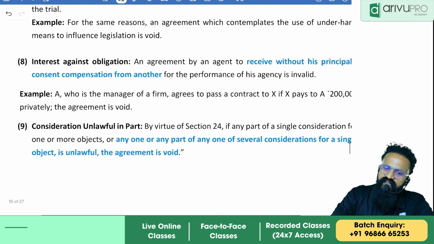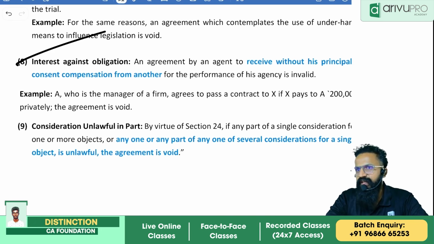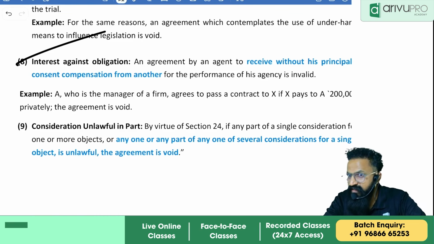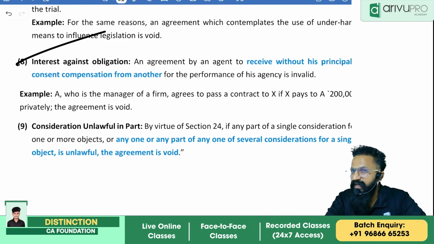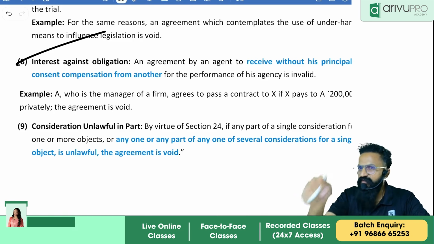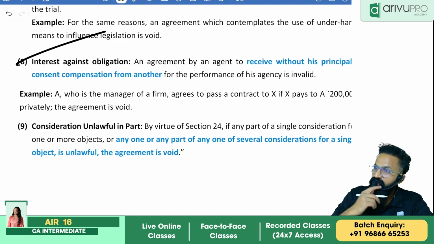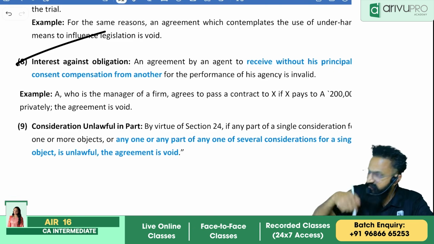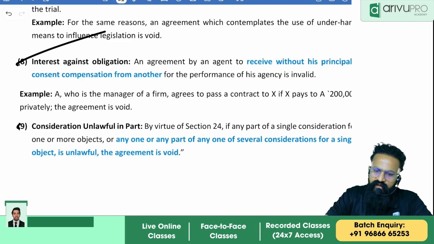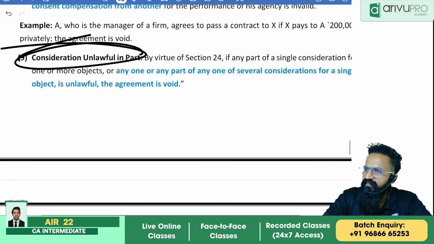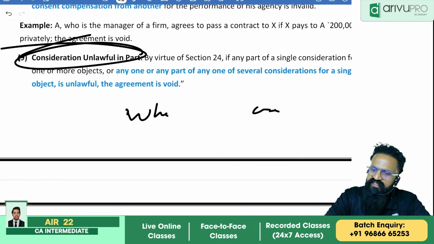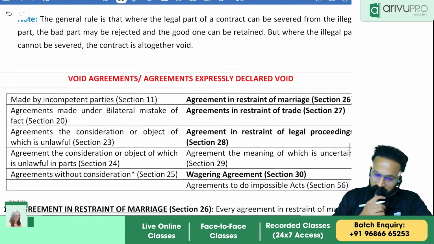Yes, interest against obligation. What is this? A government officer has to select a raw material supplier. He has to select such raw material supplier which is good for the government. That means the least bid. But which one will he approve? Whichever gives him the highest commission. So he is creating an interest against his duties. That is the example. Consideration unlawful in part: wheat and weed. Wheat is enforceable. Weed is non-enforceable. Done.